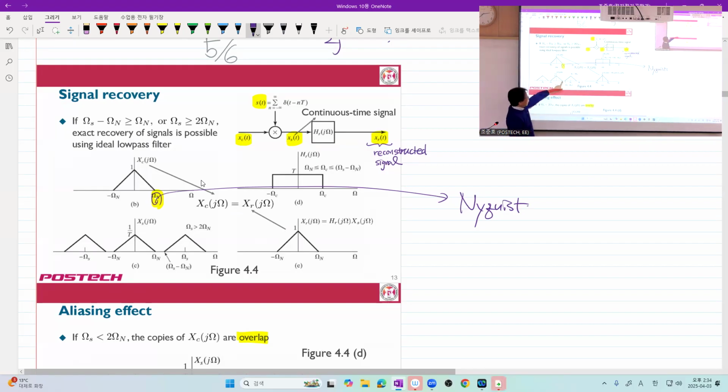So here you have omega sub n, here you have omega sub s, then you subtract what? Omega sub n, and these two must be what? Omega sub n must be less than omega sub s minus omega sub n. So you have a condition like this. Ready?